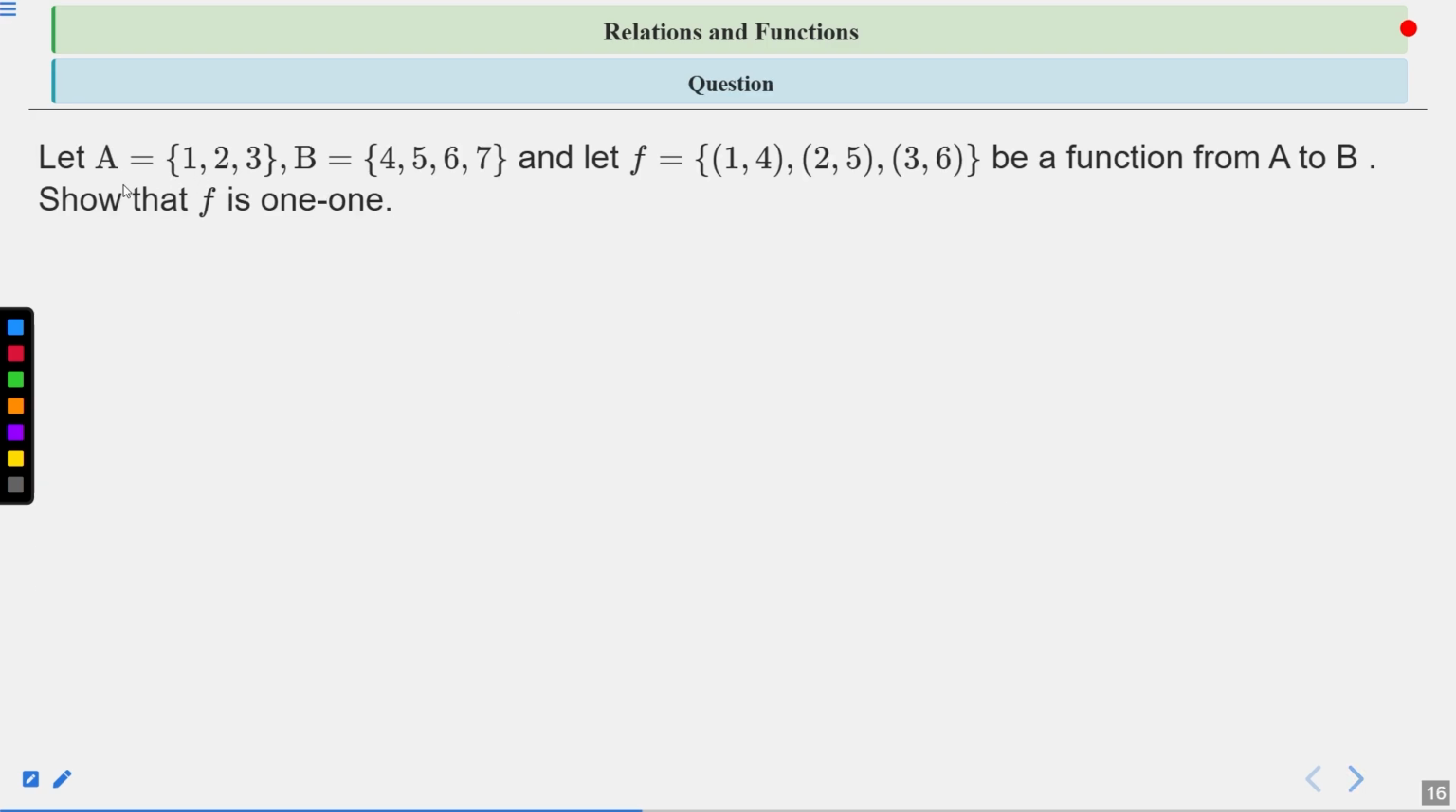This question. Set A with elements 1, 2, 3 and set B with elements 4, 5, 6, 7 are given to us. And f is defined as the collection of all pairs (1, 4), (2, 5), (3, 6). These three pairs form a function from A to B. We have to show that this given function in roster form is 1-1. You will have some seconds to try this problem, then afterwards we will move on to the solution slide. So your time starts now.